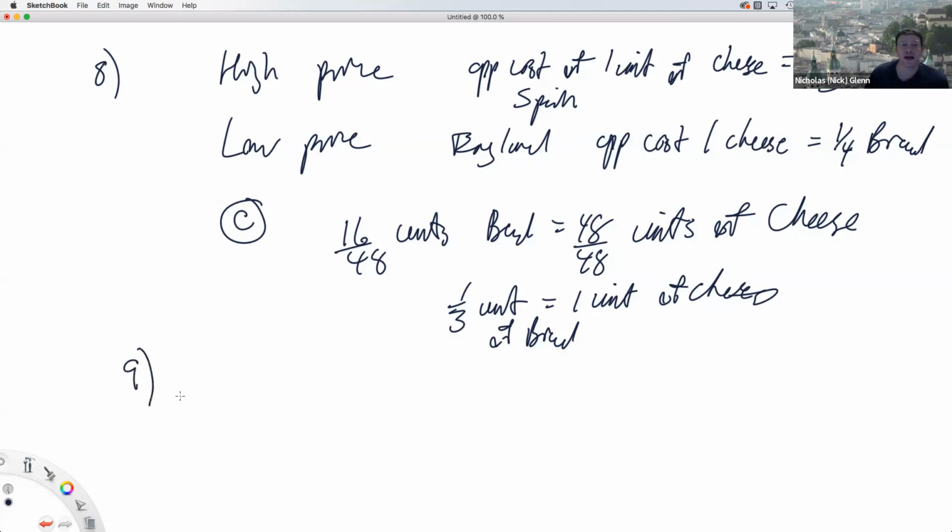Okay. Number 9, two goods are complements when a decrease in the price of one good leads to an increase in the demand for the other good. All right. So they're complements, they go together. If the price of this one good is cheaper, you're going to buy more of that, and you want to pair it with this other good, so you're going to increase your demand for that other good. All right. So that's going to be D.